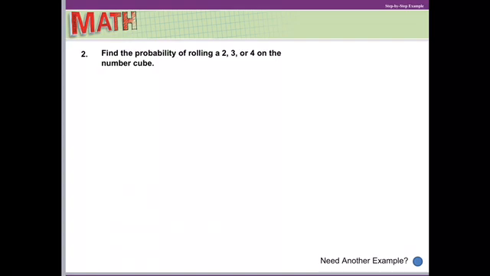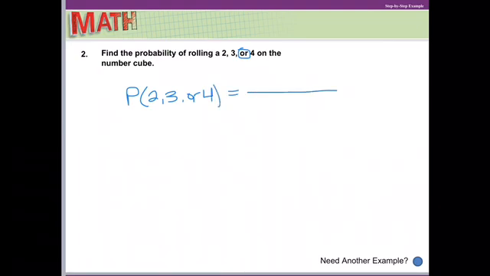So now example 2. Find the probability of rolling a 2, 3, or 4 on the number cube. The word "or" in this sentence indicates that the number of favorable outcomes, so the numerator in our ratio, needs to include the numbers 2, 3, and 4. So we are finding the probability of a 2, 3, or a 4 being rolled.